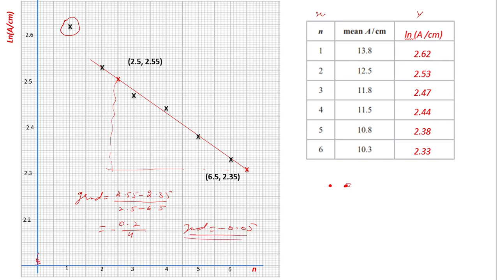This is your gradient. Remember, there will be no unit for that gradient, because n is number of oscillation and this is ln of A. So now lambda is minus of the gradient. So lambda is equal to minus of minus 0.05. So lambda is equal to 0.05.